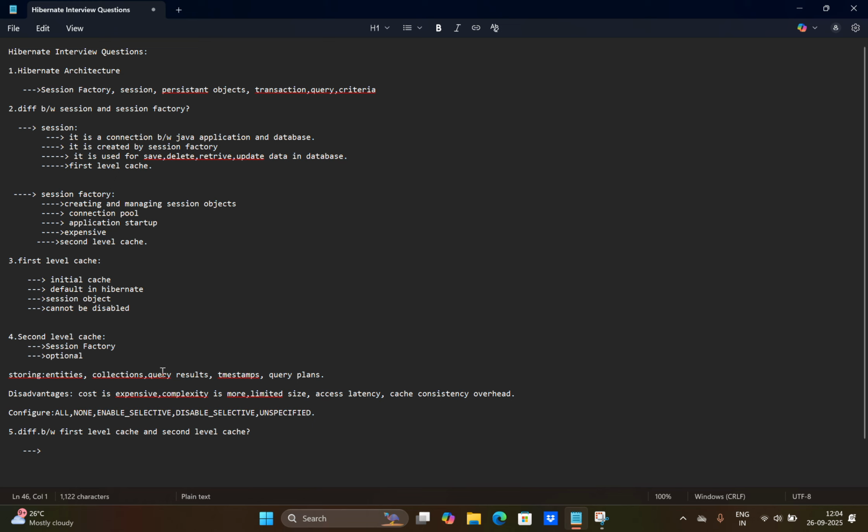Difference between first level cache and second level cache: the same points we discussed before will be added here. The first level cache uses session, and the second level cache uses session factory. In Hibernate, by default we can use the first level cache, but the second level is optional. When we need to configure the second level cache, the caching mode can be all, none, enable selective, disable selective, or unspecified. These are all the features we need to add in Hibernate. Yeah, that's it for the fifth question.